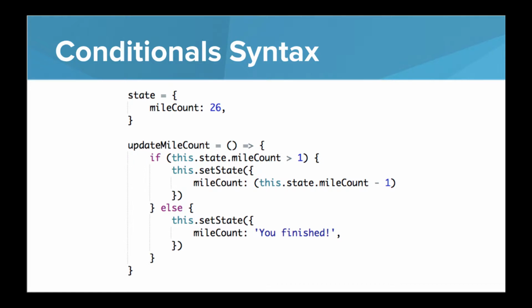In this snippet, a conditional block has been added that reads, if the state mile count is greater than 1, then decrease the value of the state by 1. Otherwise, or the else part of the condition, you should update the mile count state to render you finished. This will ensure that no matter how many more times you attempt to decrease the mile count, once it gets to 0, it will render you finished rather than negative numbers.